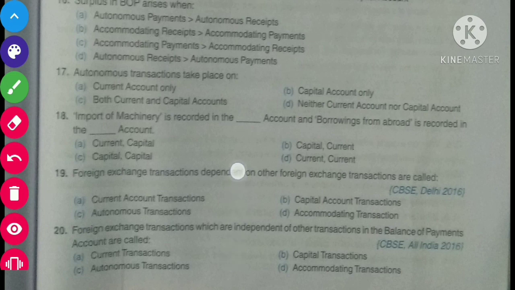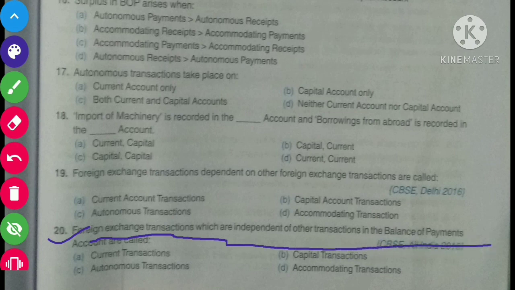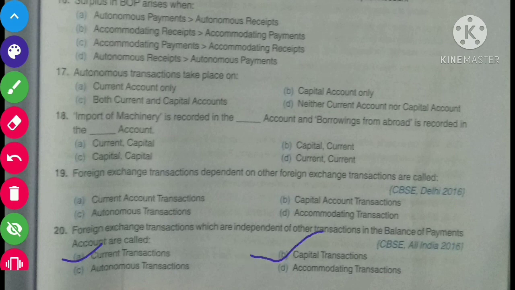Foreign exchange transactions which are independent of other transactions in the balance of payment account are called. Option A, current transactions. Option B, capital transactions. Option C, autonomous transactions. Option D, accommodating transactions. Its correct answer is option C, autonomous transactions.